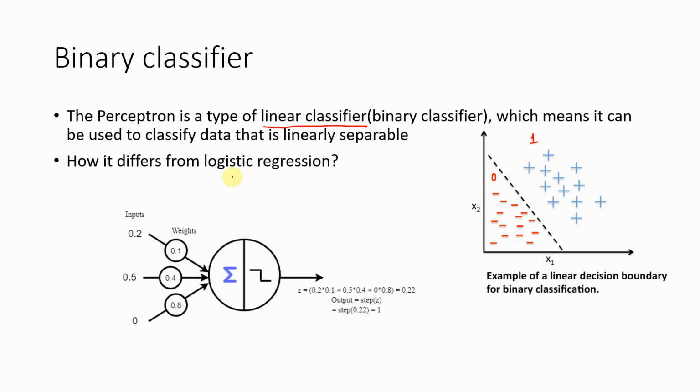And how does it differ from the logistic regression binary classifier? In logistic regression, the activation function is considered to be the sigmoid function, 1 by 1 plus e power minus x. So the output you get is a probability. Based on the probability of the data, whether it belongs to class A or class B, we will divide the data into class 0 or class 1.